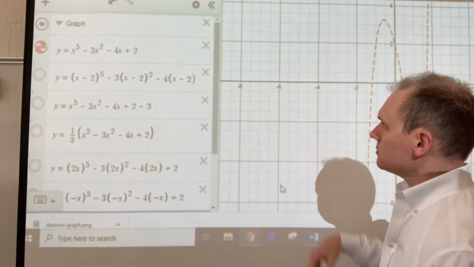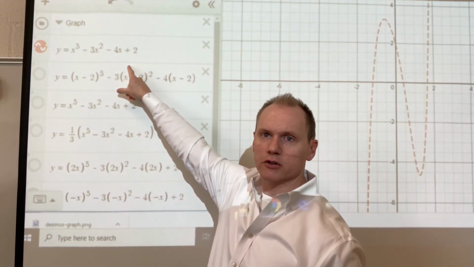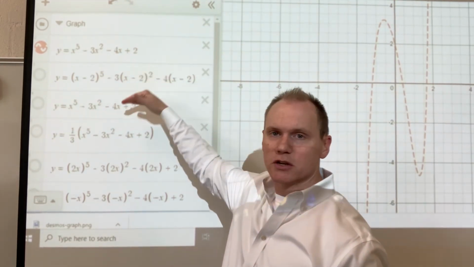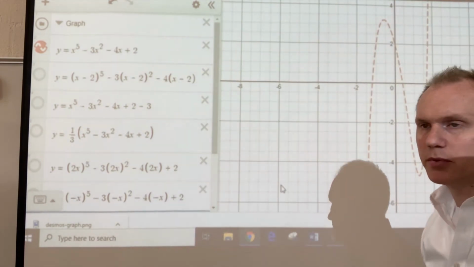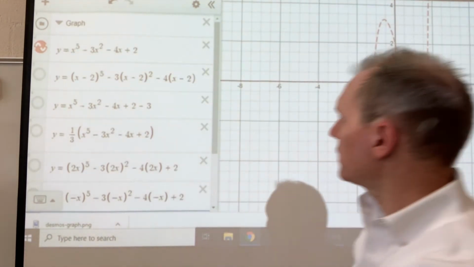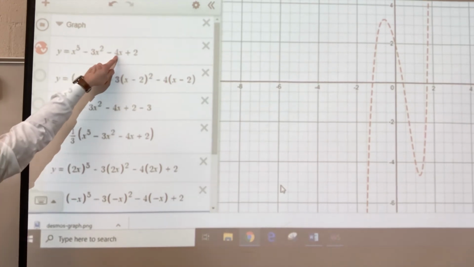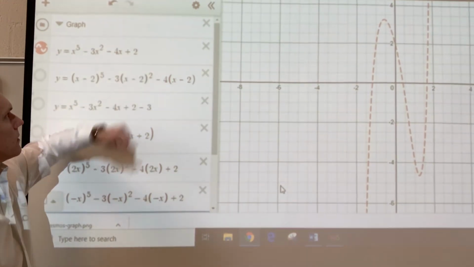So I'm starting out with this quintic function here. And I'm going to do a bunch of different things to it, and we'll see how the graph changes based on what we type in. So we have x to the 5th minus 3x squared minus 4x plus 2.